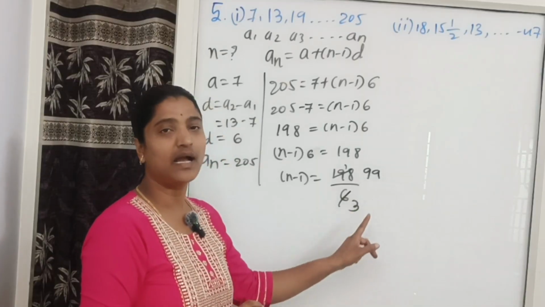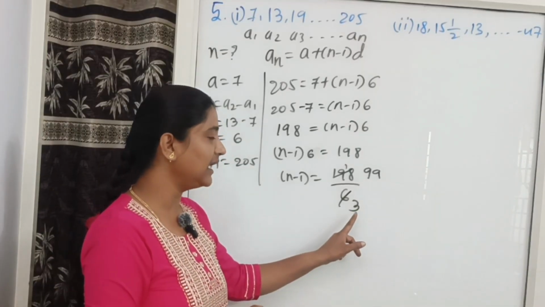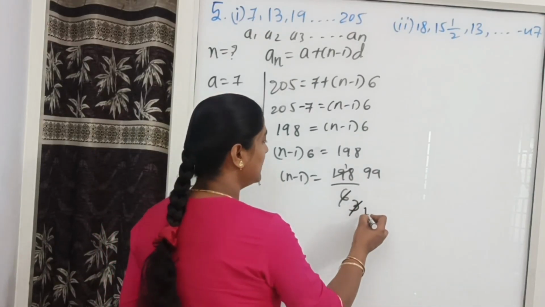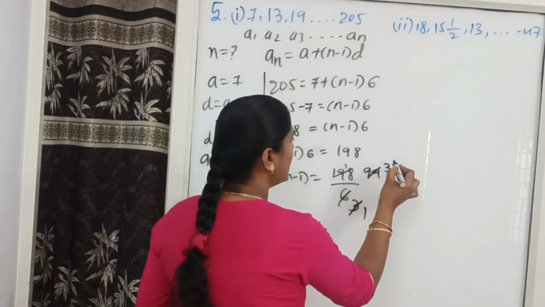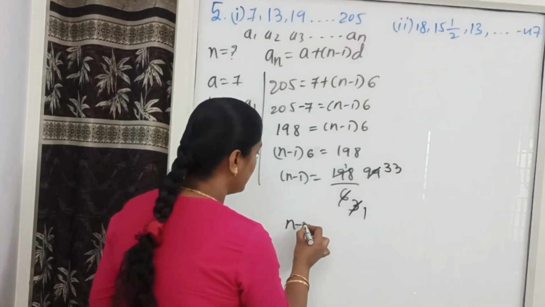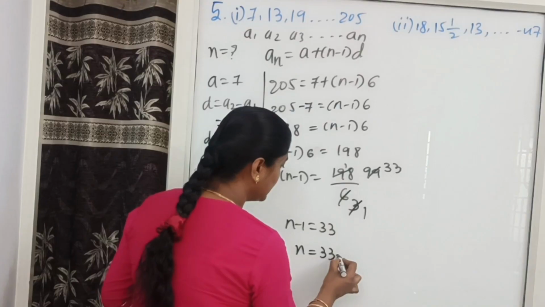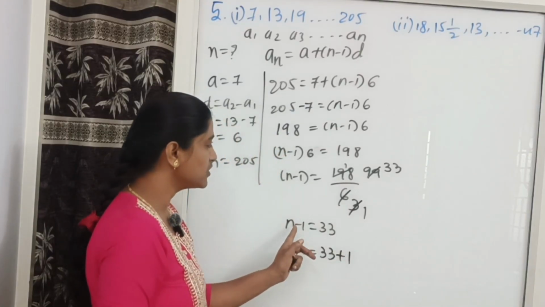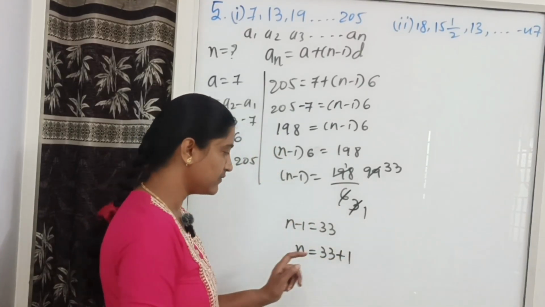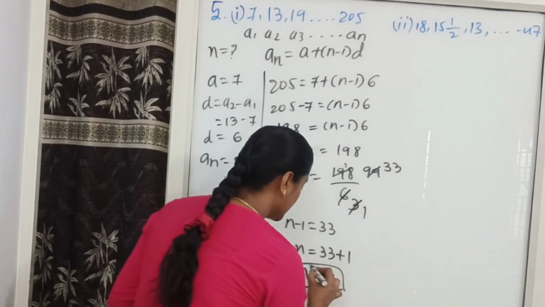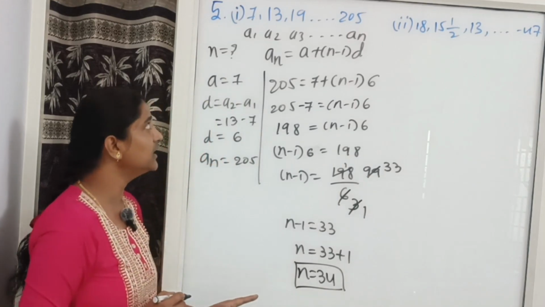So now you can't use the 2 table because 3 is an odd number, 99 is also an odd number. Go for the 3 table only: 3 1s are 3, 3 3s are 9, 3 3s are 9. So n minus 1 is equal to 33 and n is equal to 33 plus 1. If you transpose 1 to RHS side, it becomes plus 1 and n is 34. So this is what we needed to find out here.